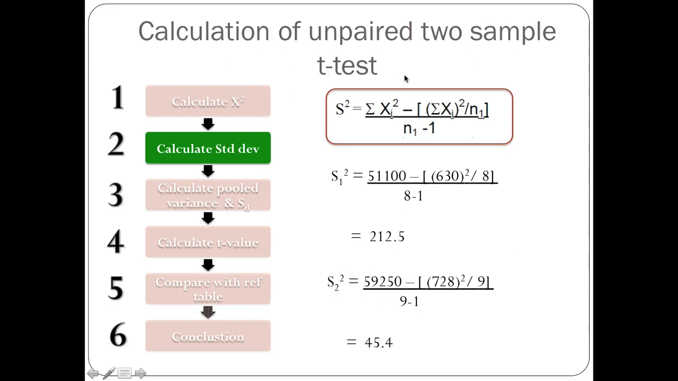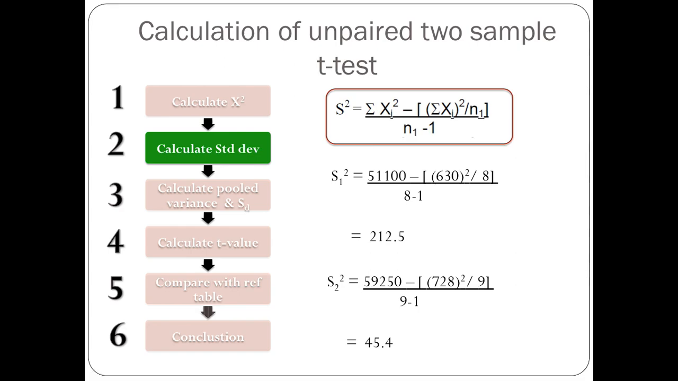Do the same for your S2 square. So replace it. This is the x2 square that you obtained from the table just now. So 59,250 minus the sum of x2, which is 728, squared, divided by the total sample size, which is 9, divided by 9 minus 1. You obtain 45.4.